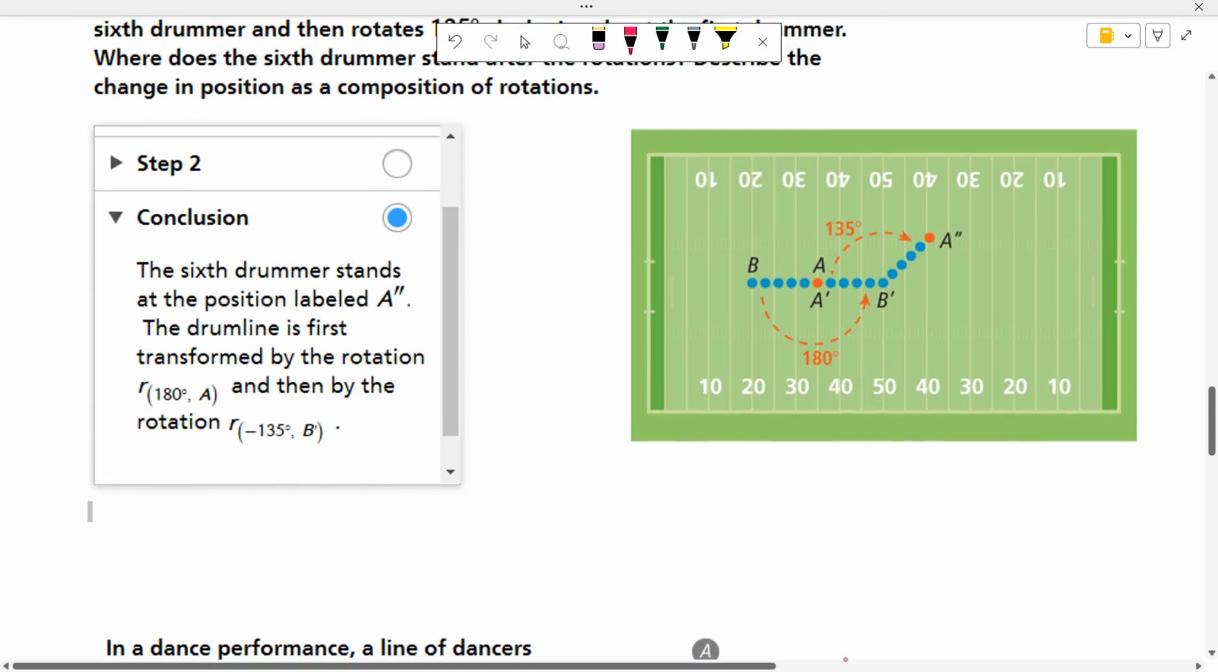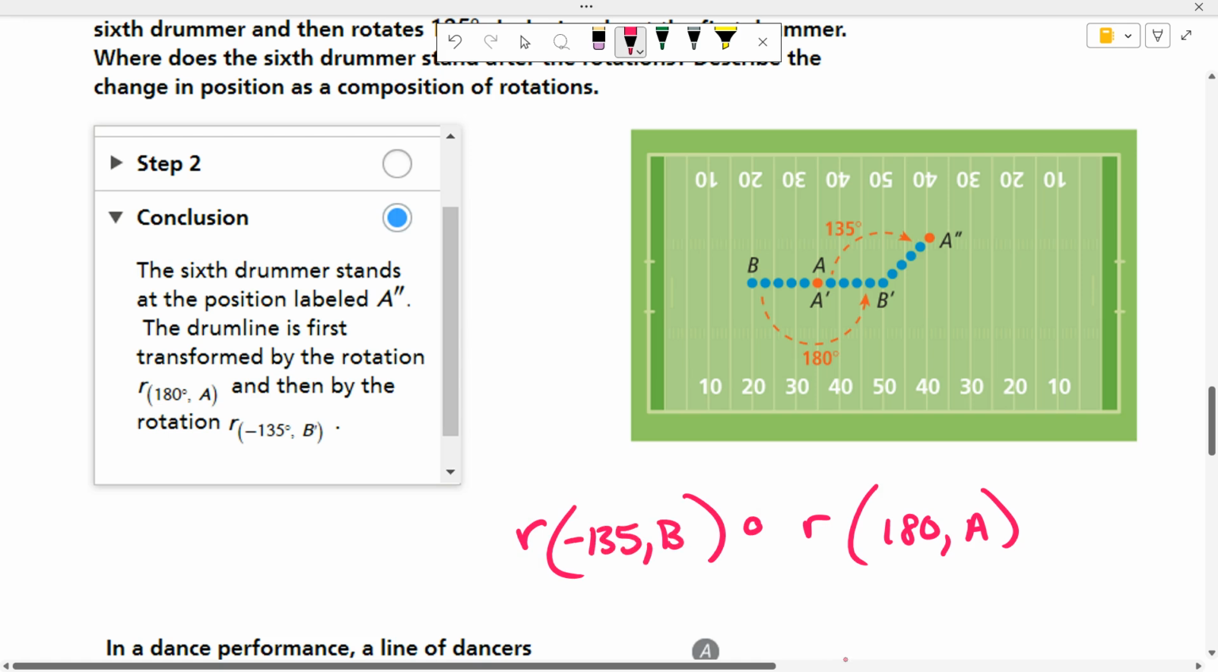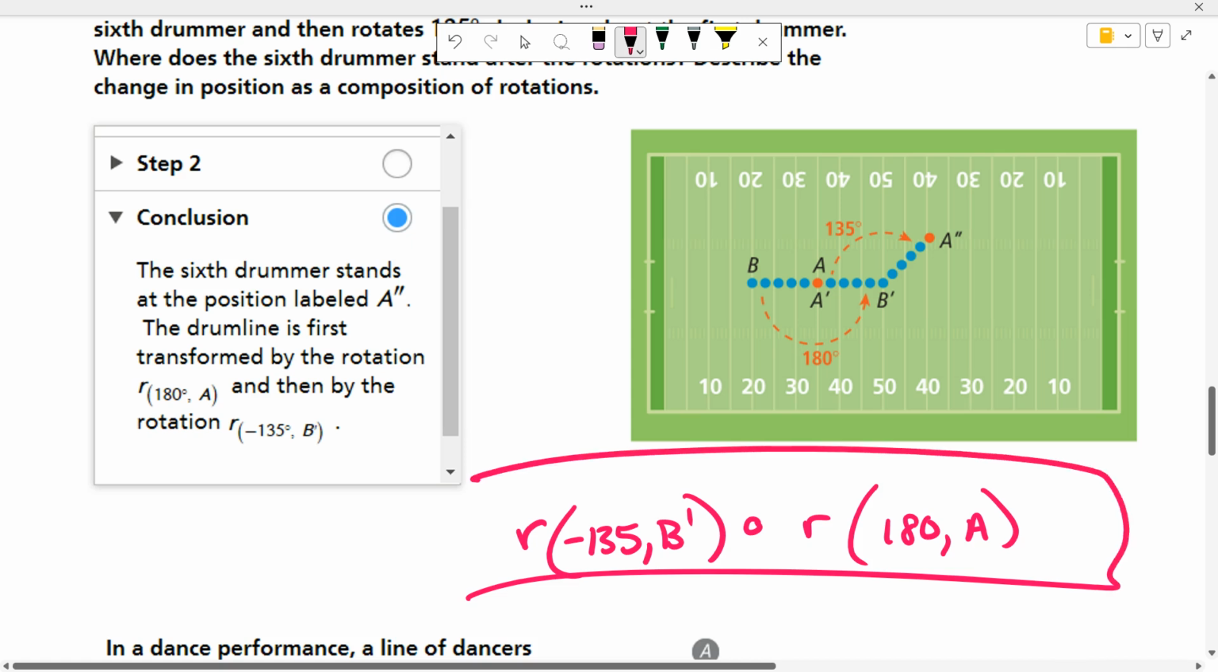The first one would be, and use lowercase r's for rotations, capital R's for reflections, a rotation of 180 degrees around point A first. And that's a composition of transformations with a negative 135 degrees around B prime. That's how you'd write it. Okay? You have to know how to write them.